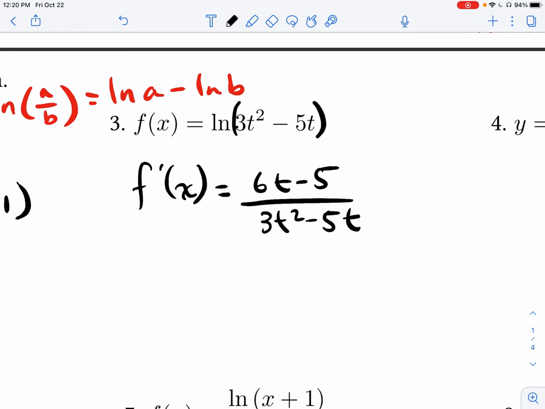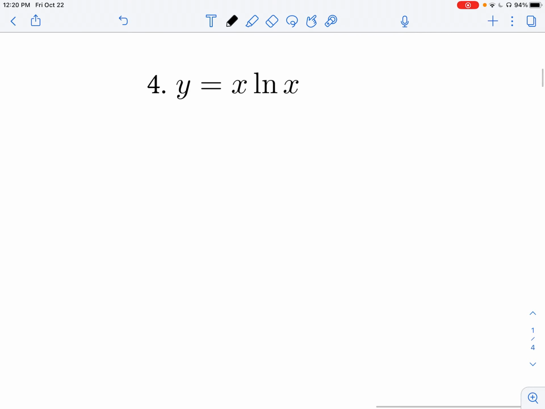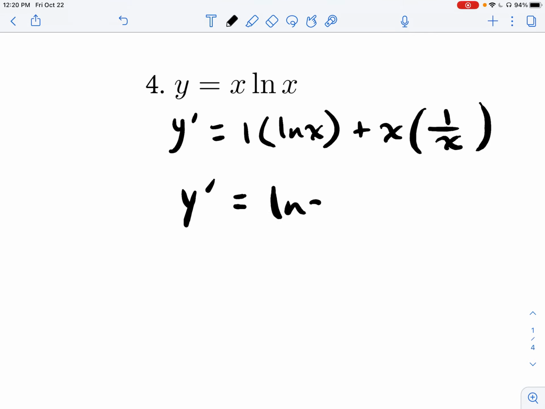Let's go ahead and try another one. Let's try something like number 4 here. For number 4, we have to apply the product rule. So y prime is equal to the derivative of x, which is 1, times ln of x, or natural log of x, plus x times the derivative of the natural log of x, which is just 1 over x. So all of this just comes out to the natural log of x plus 1. Okay.